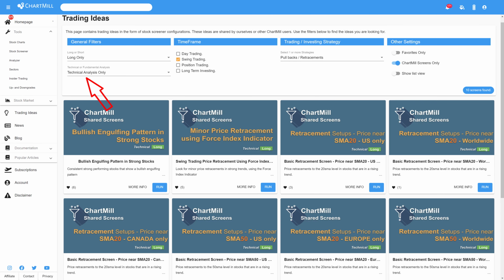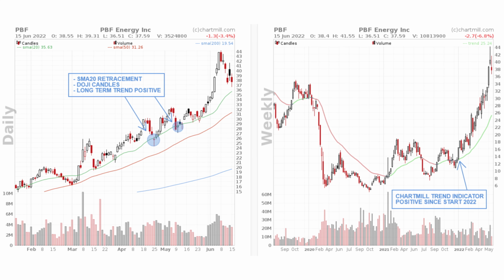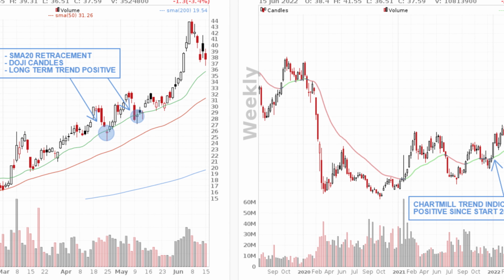The retracement setups, price near SMA 20 and price near SMA 50, are screens that search for stocks in a long-term rising trend whose price has a temporary dip near the SMA 20 or SMA 50. Once such stocks are selected, the price formation around that average is examined and we try to detect clear reversal patterns where a relatively short stop loss is possible.